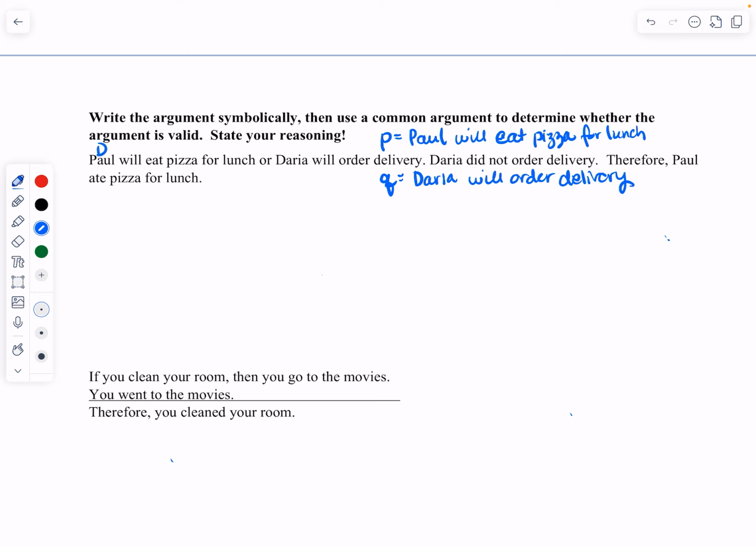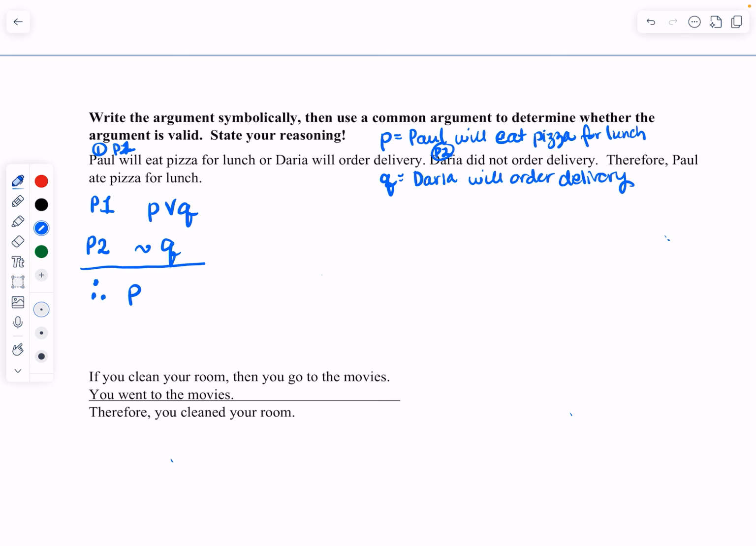Let's look at the first line, which is going to be P1. Premise 1 says Paul will eat pizza for lunch, which is P, or Daria will order delivery, which is Q. So P1 is the disjunctive, P or Q. P2, which is the second sentence, says Daria did not order delivery. So that is the negation of Q. And then we come up with our conclusion, which is therefore Paul ate pizza for lunch. That's P.